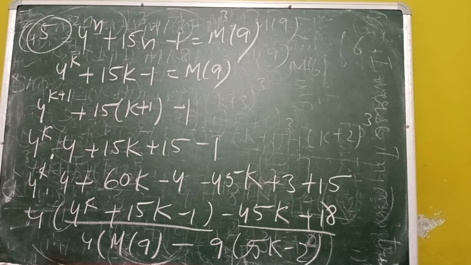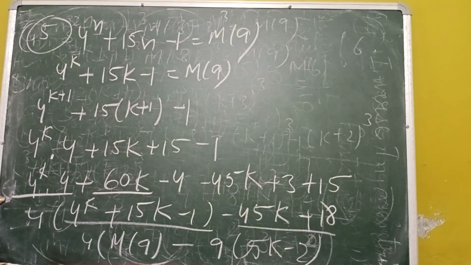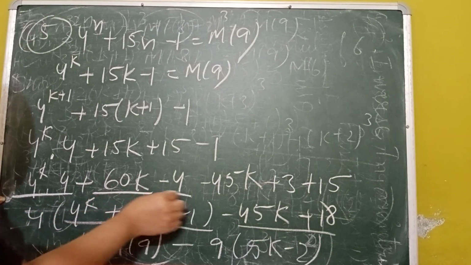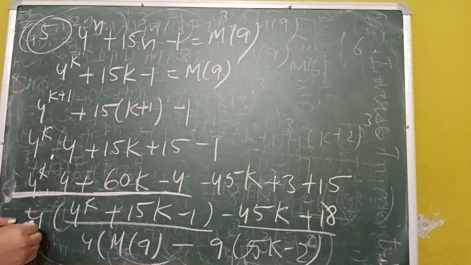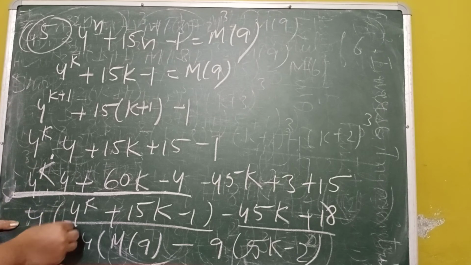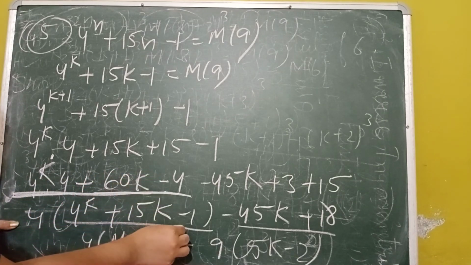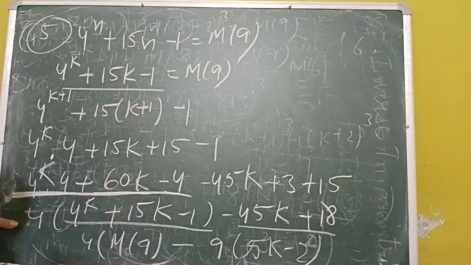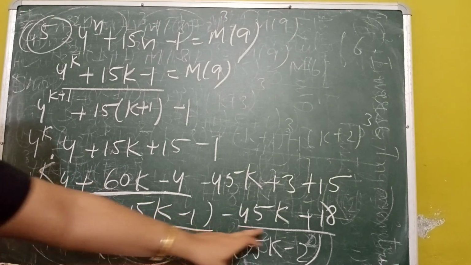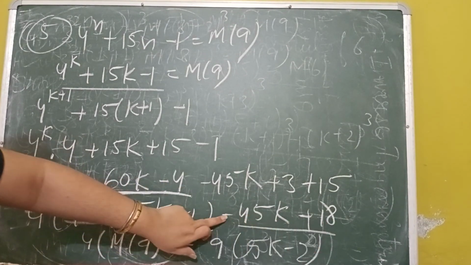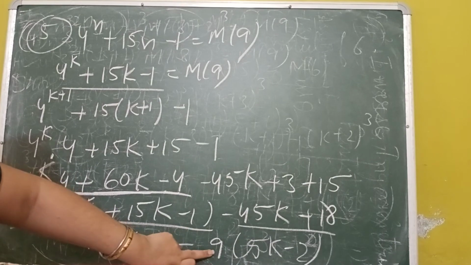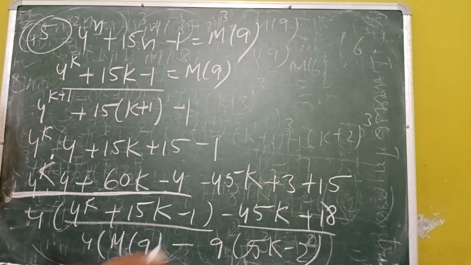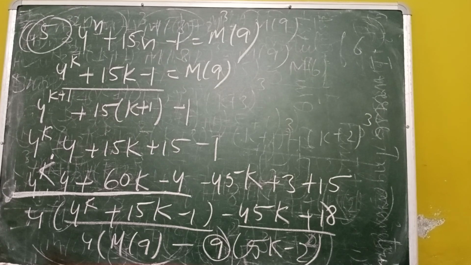With that, what happened? From this 60k and the other terms, when I took 4 outside, it became 4 power k plus 15k minus 1, which is already given that it is a multiple of 9. And from the rest of the terms, it became minus 45k plus 18. So I took 9 common outside. That means it is also a multiple of 9. So rest of the questions you can try yourself and let me know the doubts.